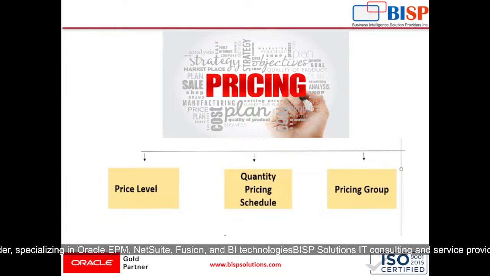Understanding item pricing in NetSuite involves knowing about different price levels, quantity pricing, and pricing strategies that can be employed within the system. Here are some key concepts related to item pricing in NetSuite. First is base price, where the standard price of an item without any discounts or adjustment is there.